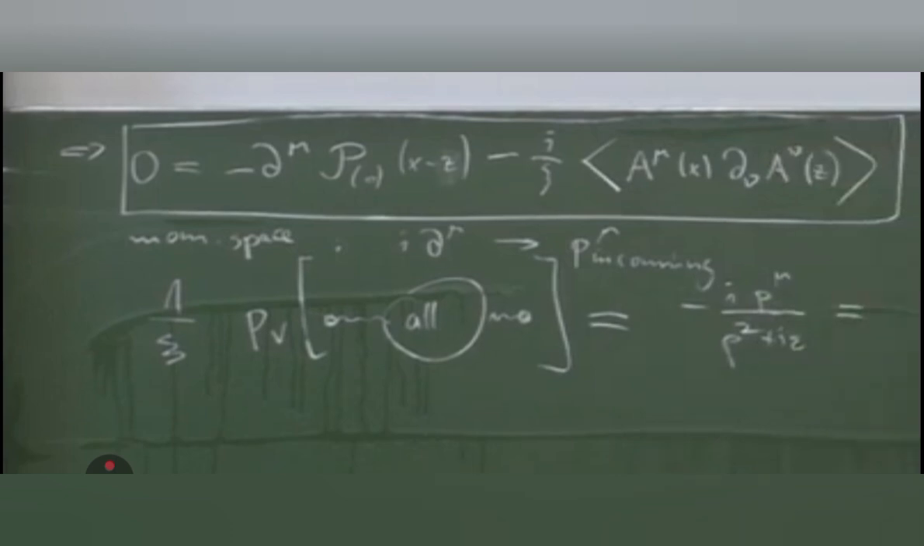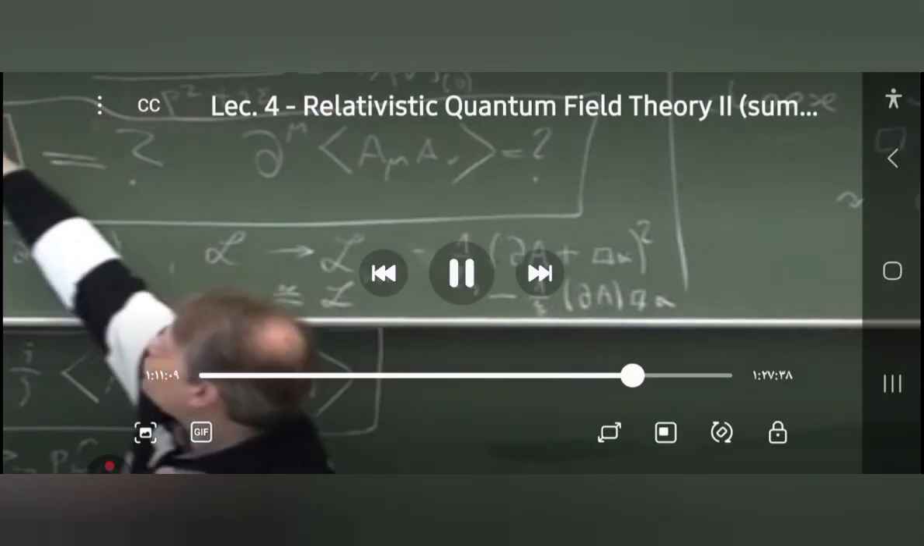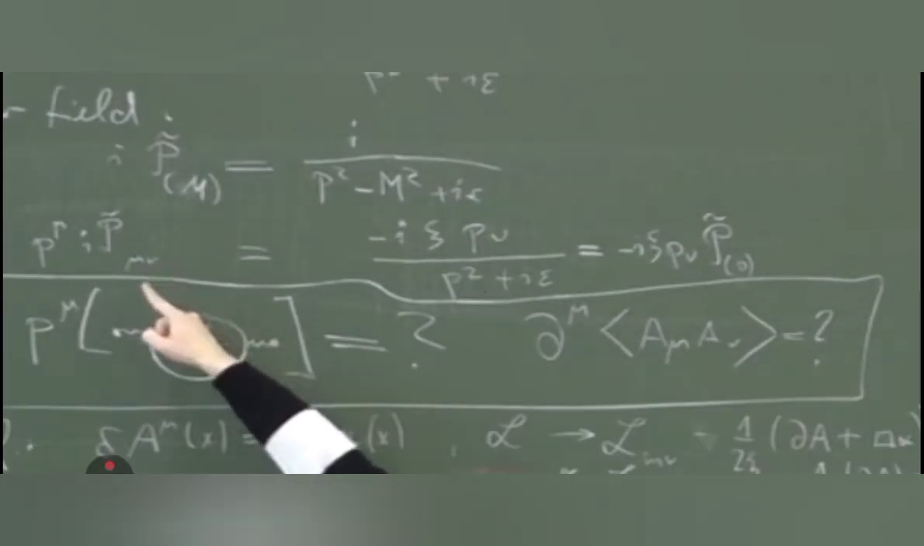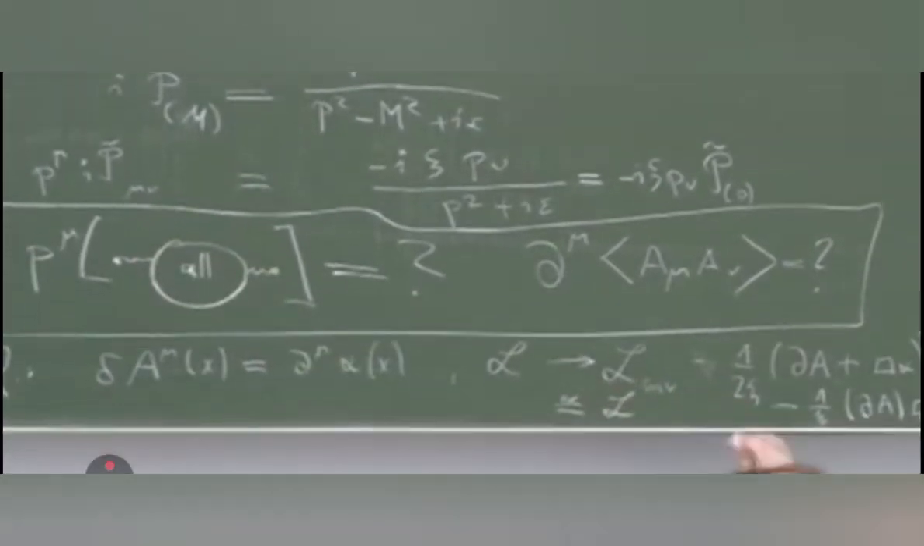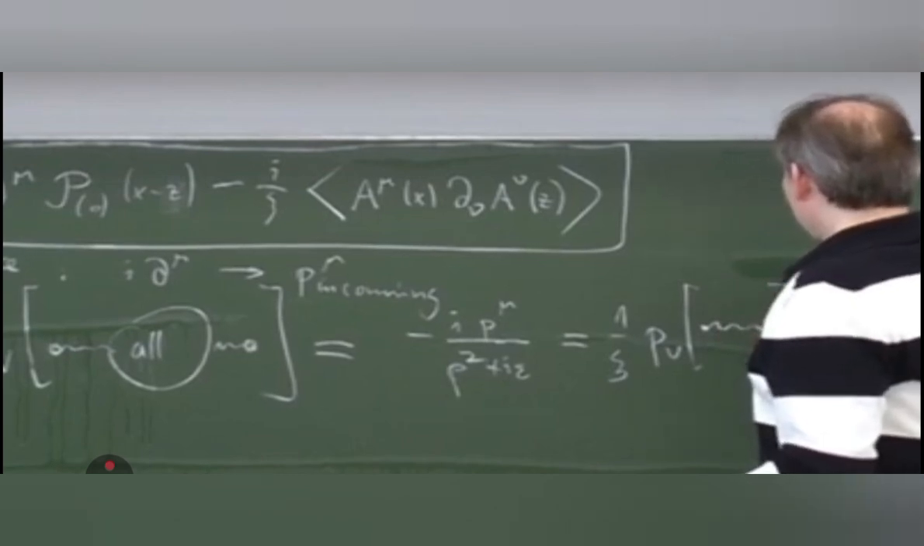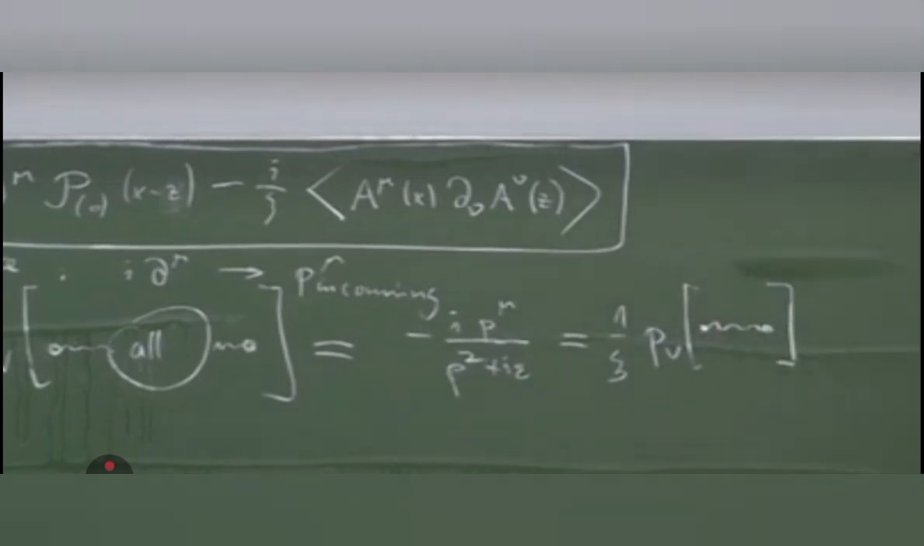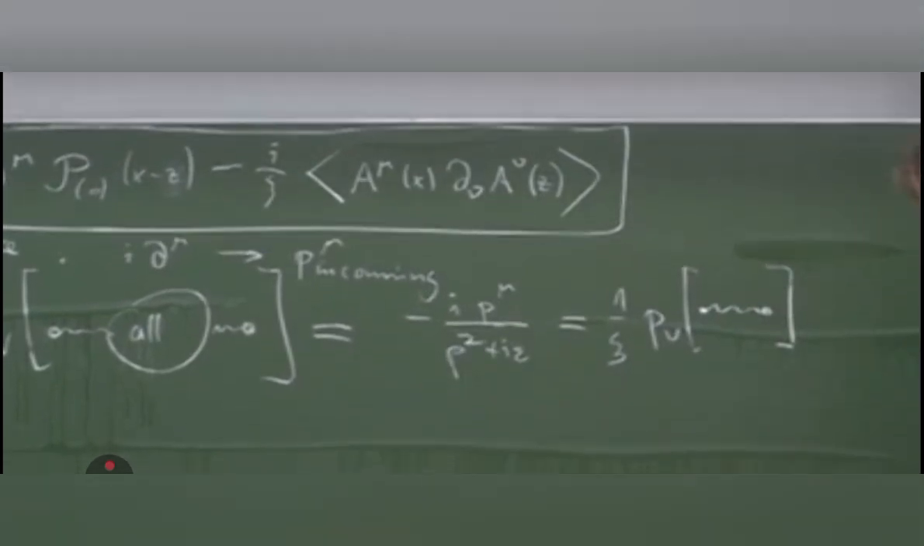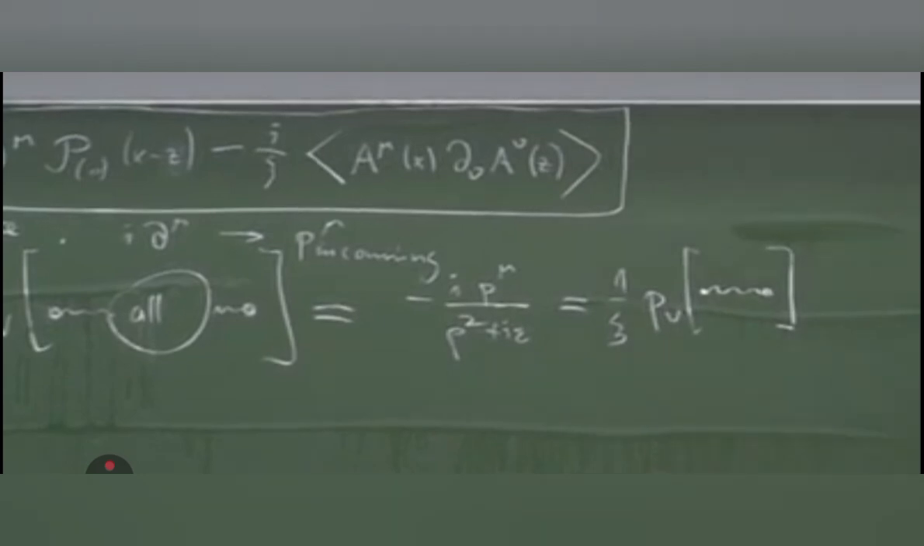And that thing here, the scalar field propagator multiplied by p mu, we have derived it already up to the factor xi. This is the same as the contraction of the tree-level photon propagator with the momentum. So this is equal to 1 over xi times p nu times the tree-level photon propagator. And then we have our desired equation.